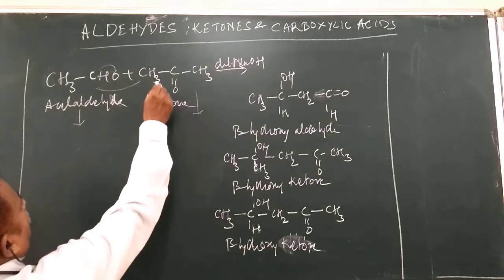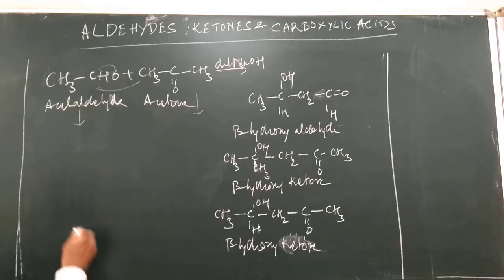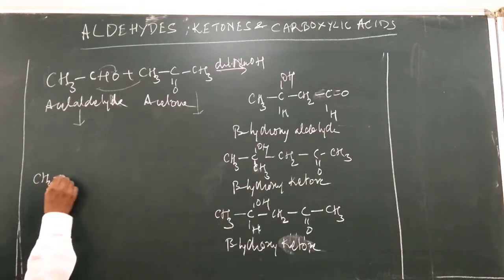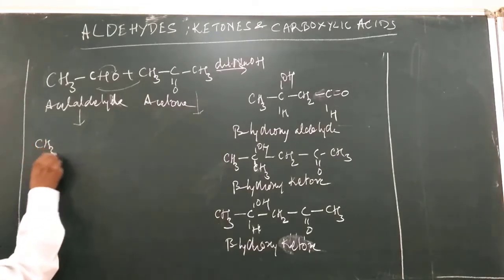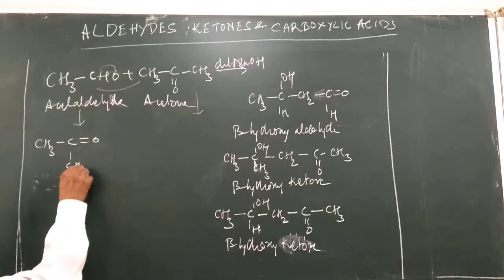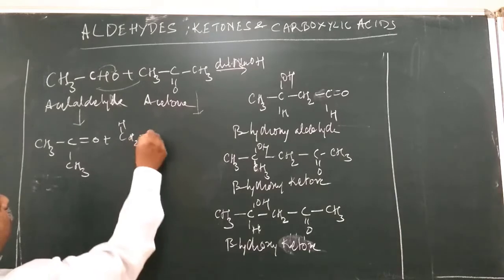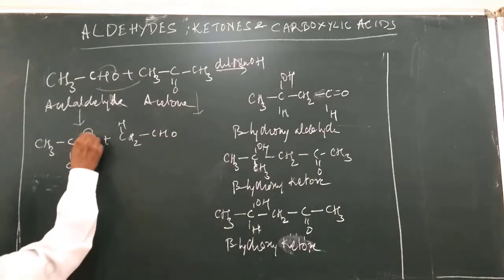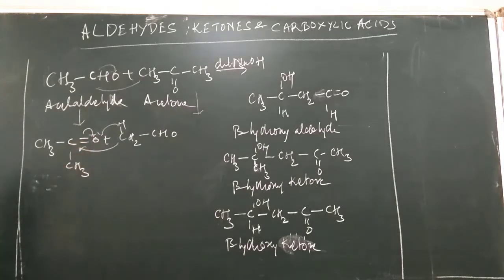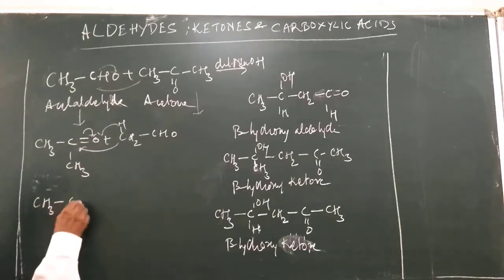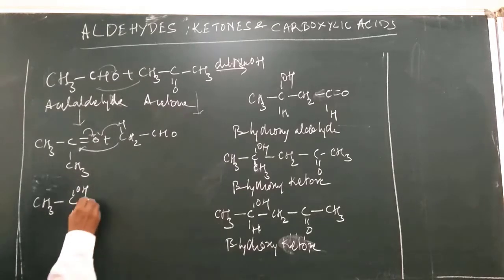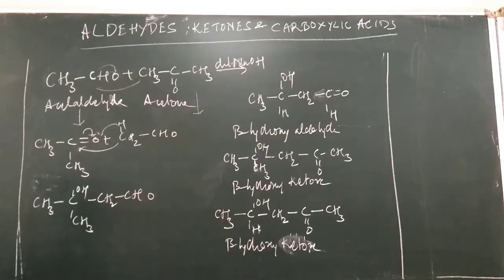Suppose this substance reacts with this substance, then what do we get? Let us write the reaction here. CH3 C=O CH3 plus CH2 CH2. The bond shifts here and this comes and attacks here. Therefore, we get CH3 COH and CH3 CH2 CH2. So what is this substance? This is 3-methyl-3-hydroxy butanol. This is also a beta hydroxyaldehyde.